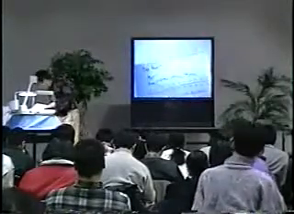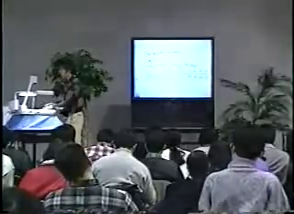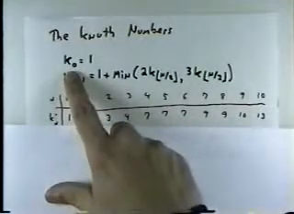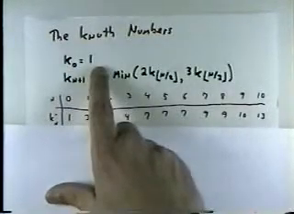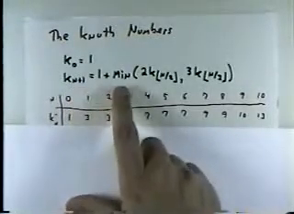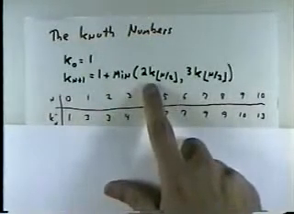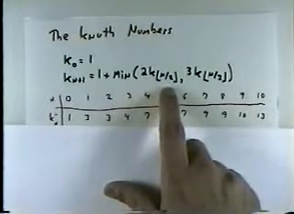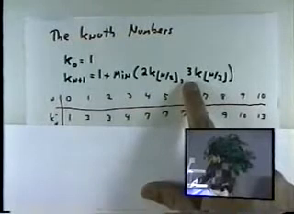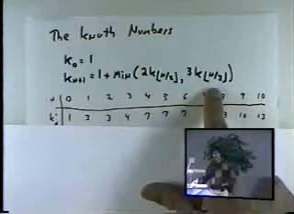So let's look at a sequence of numbers, which they describe in the book, which we'll call the Knuth numbers. They're given by the recurrence relation. K sub 0 is equal to 1. K sub n plus 1 is going to be 1 plus the minimum of 2 times the Knuth number of the floor of n over 2, and 3 times the Knuth number of the floor of n over 3.